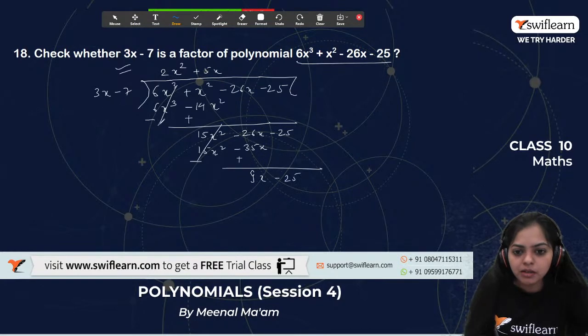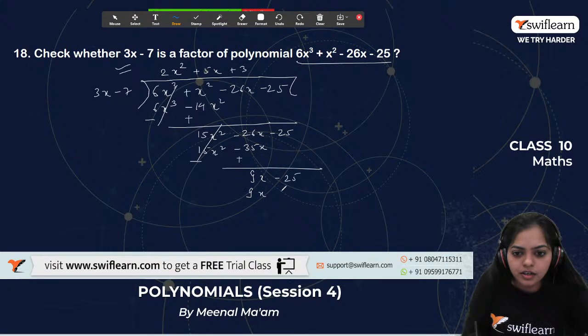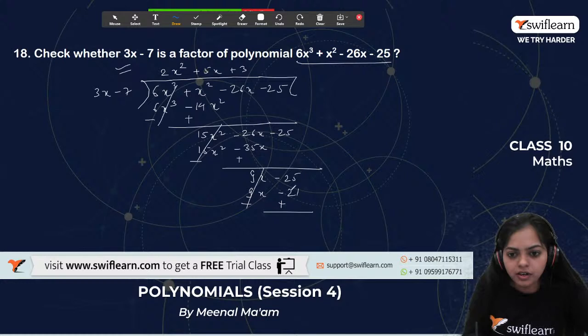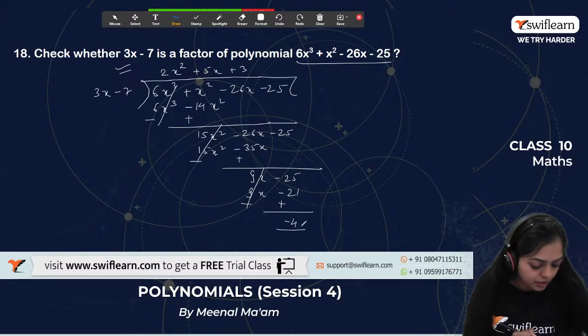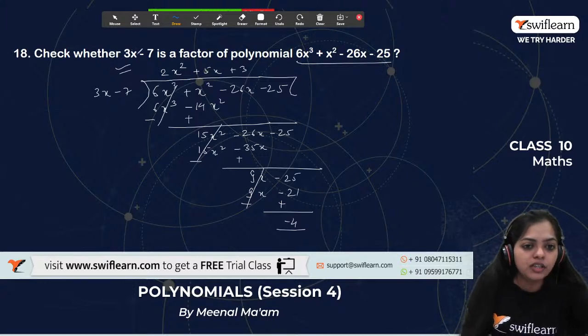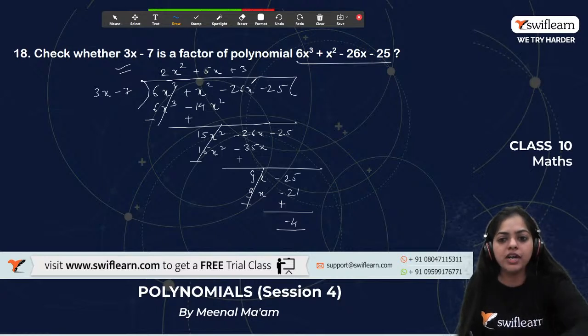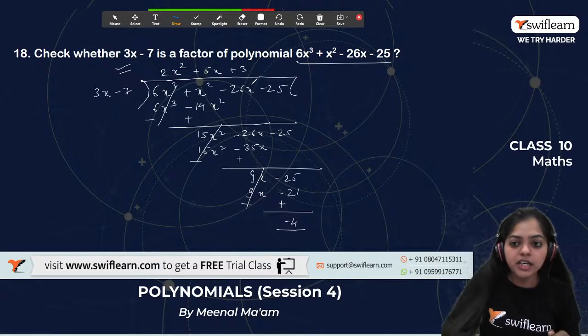Now what do I have to multiply with 3 to make it 9? Plus 3 only. So 9x minus 7 times 3 is 21. This and this get cancelled, and we are left with a remainder, and the remainder is minus 4. Got it? So here the remainder is minus 4, and we have to check whether 3x minus 7 is a factor of the polynomial 6x cubed minus x squared minus 26x minus 25.